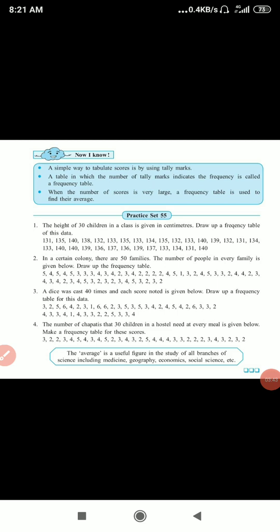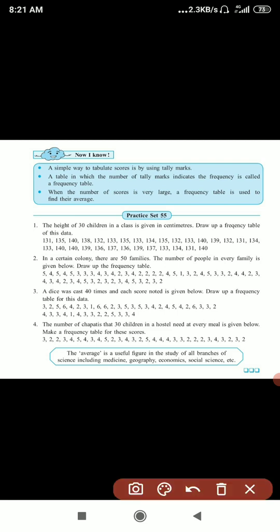Now see practice set 55. The heights of 30 children are given in centimeters. Draw the frequency table. Here the minimum number is 131 and the maximum is 140, children. I will show on the board how to make it. Just see here.